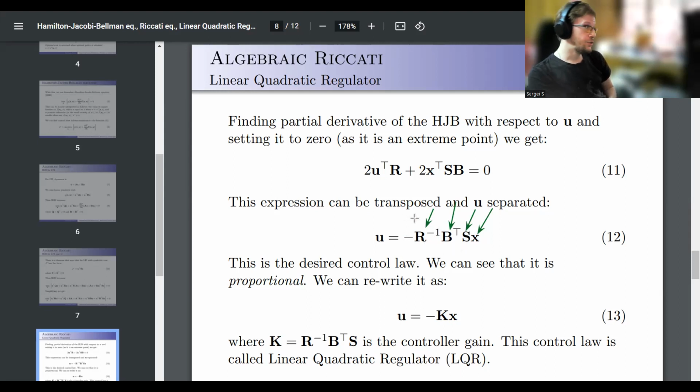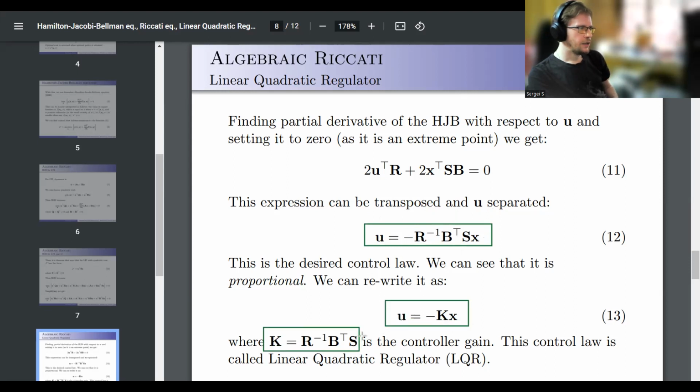But I'm not sure if this makes it more clear to me. But if you want, you can spend time to think about the algebraic implications of this formula. But this is a standard formula. So this would be your standard LQR control law. And this is a proportional control law.